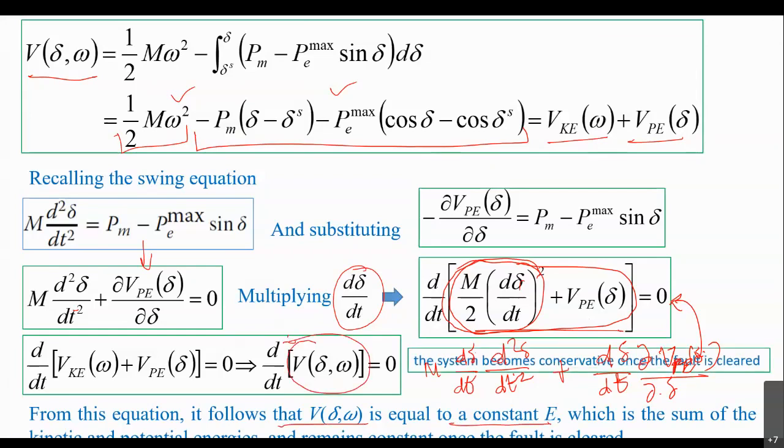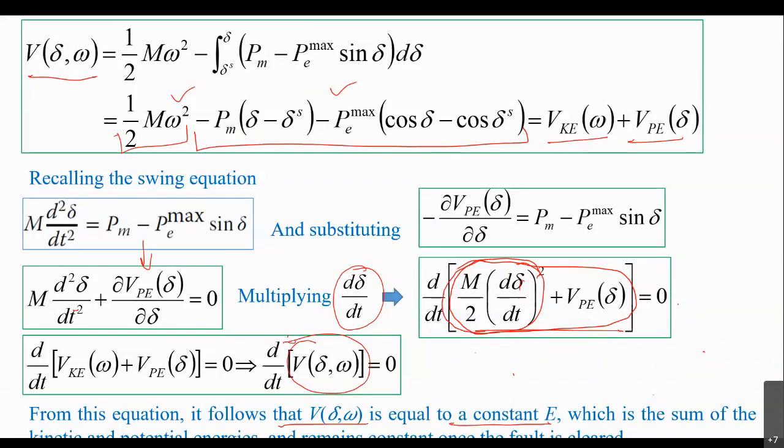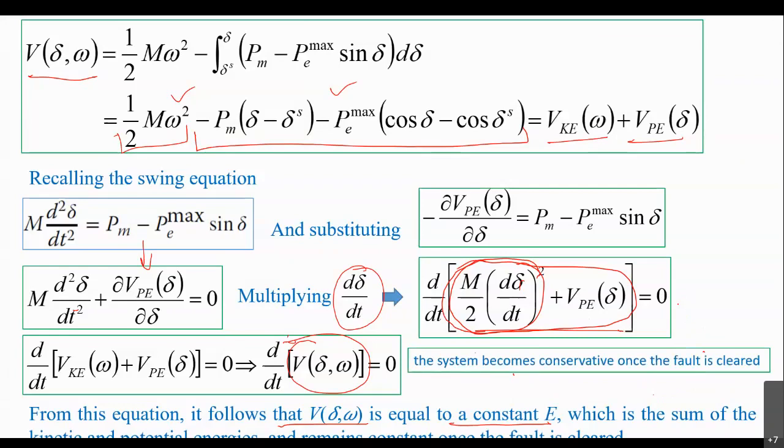So I can write this energy function as constant, which is the sum of the kinetic and potential energy, and it remains constant once the fault is cleared. So the system becomes conservative once the fault is cleared. Before the fault is cleared, that means during the fault, the system is not conservative, and the energy is not remaining constant during the fault.